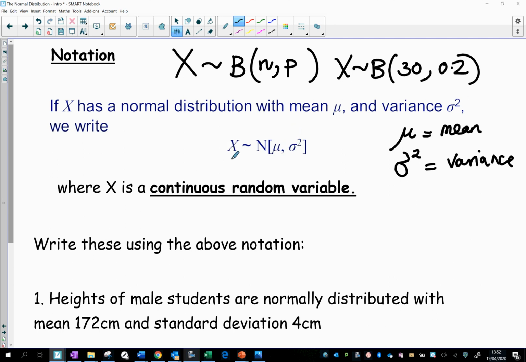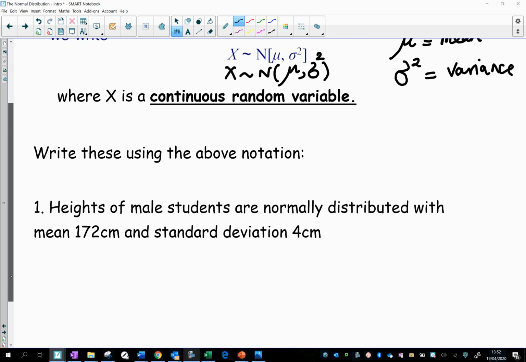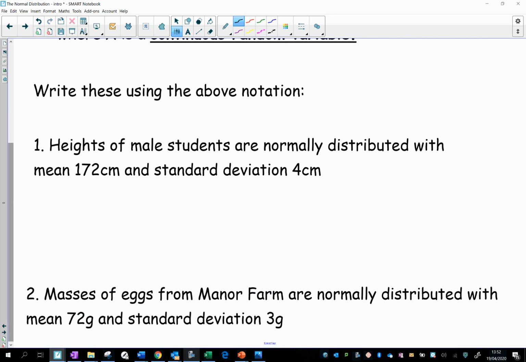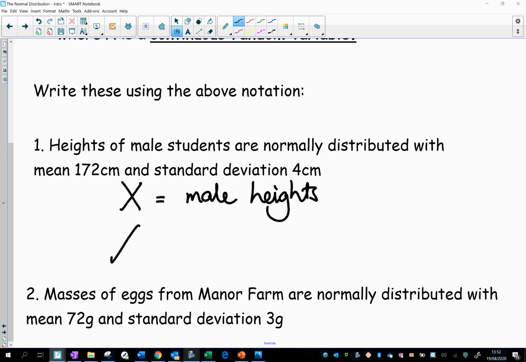So we would read this as X has a normal distribution, and it doesn't matter what sort of bracket you use, with mean mu and variance sigma squared. And X is what we call a continuous random variable. For example, if we had heights of male students are normally distributed with mean 172 and standard deviation 4, first of all we would define X. So X equals, let's just shorten it to male heights, and using the notation, we would say X has a normal distribution with mean 172, so write that first.